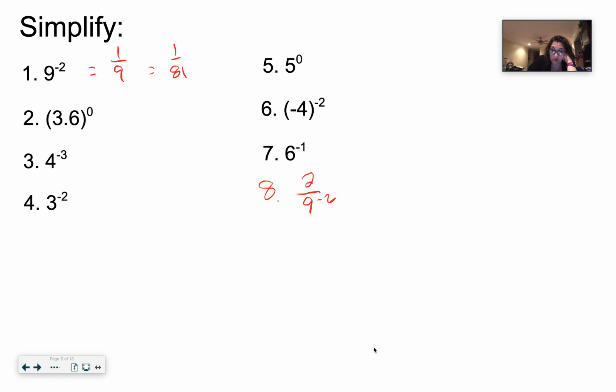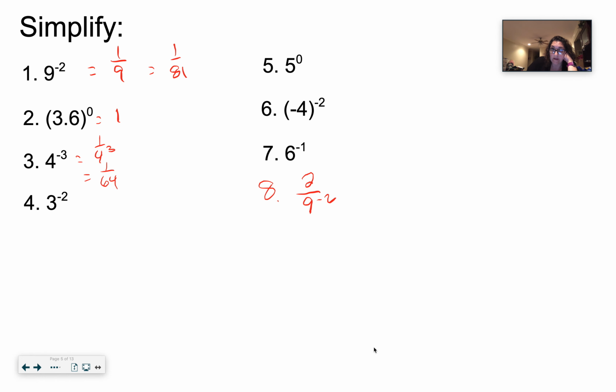Number 2, short, sweet, simple. 3.6 to the 0 power. Well, remember we said anything to the 0 power is 1. Number 3, 4 to the negative third power. It's a negative exponent. Remember you flip your fraction. So it becomes 1 over 4 to the third power. And then we're going to do 4 times 4 times 4, which is 64. So it'd be 1 over 64.